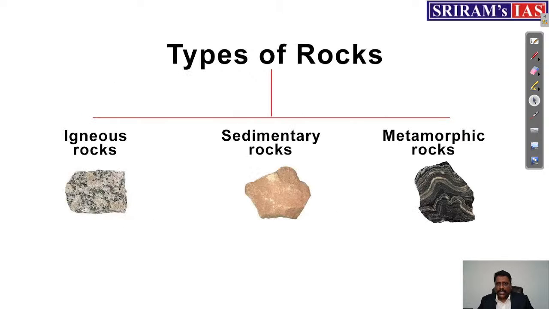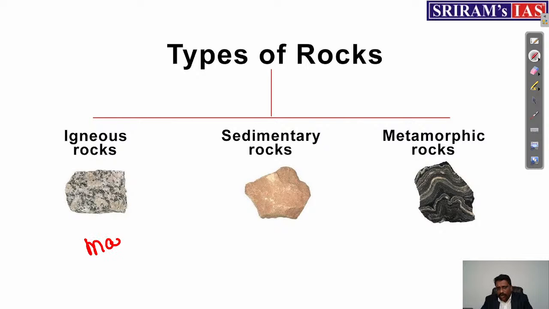I'm going to the last topic of the day, types of rock. See, questions on types of rocks are not asked much, but still, as a formality, let me take it and complete it. Three types of rocks are there. One, igneous rocks. Two, sedimentary rocks. And three, metamorphic rocks.